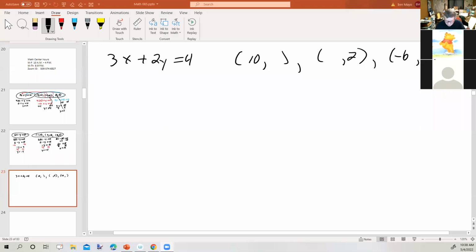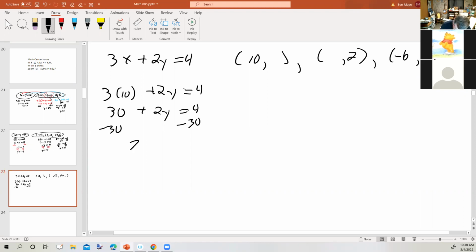Okay, so here we have that equation. I just wanted you to see what it looked like on WAMAP. We're going to just do the exact same thing we did. When x is 10, we get 3 times 10 plus 2y equals 4. 30 plus 2y equals 4. Subtract 30 from both sides. 2y equals negative 26. Divide by 2, y equals negative 13. So our first ordered pair should be 10 comma negative 13.